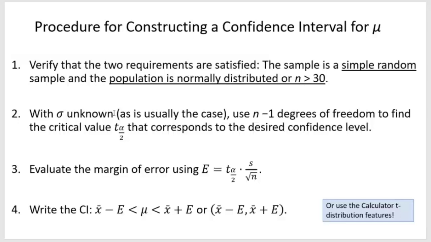If sigma is unknown, it normally is, use n-1 degrees of freedom. We're going to find our margin of error by taking the critical value times the sample standard deviation over the square root of n. And then we can write our confidence interval in two forms very similar to what we did last time. But now what we will really use is our calculator's t-distribution features. It is important that you remember when you're finding mu and you don't have a standard deviation, you're using the t-distribution.